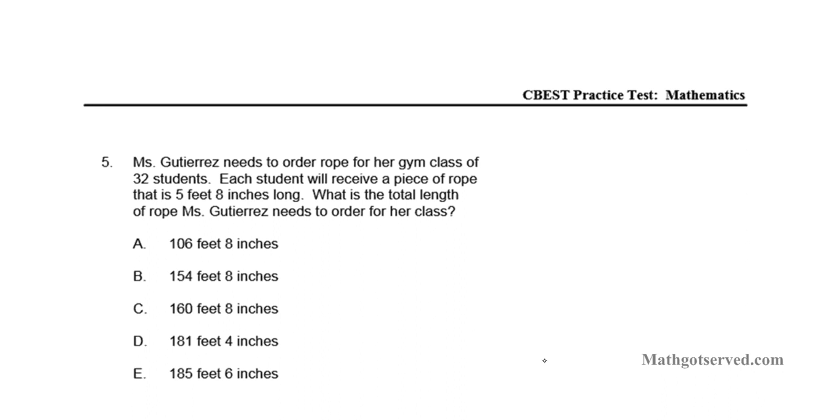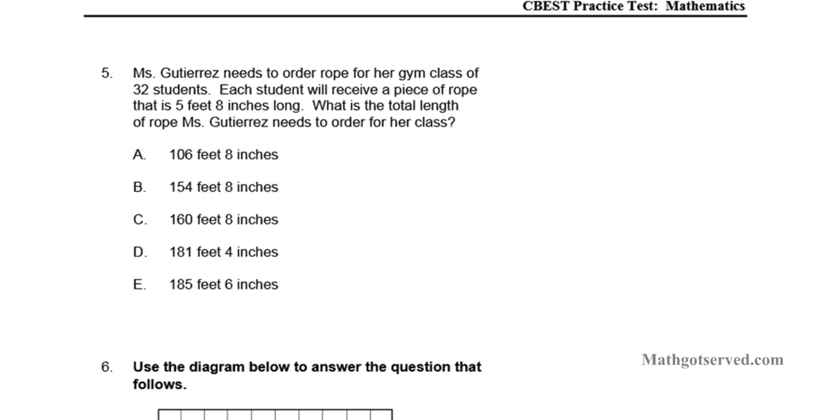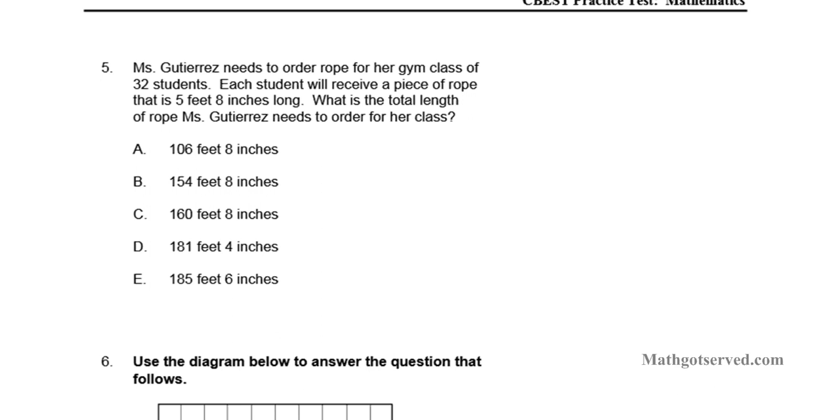Okay. All right, so let's take a look at question 5. It says Ms. Gutierrez needs to order rope for her gym class of 32 students. Each student will receive a piece of rope that is 5 feet 8 inches long. What is the total length of rope Ms. Gutierrez needs to order for her class? So what we're doing is basically multiplying a rope that's 5 feet and 8 inches long by 32.